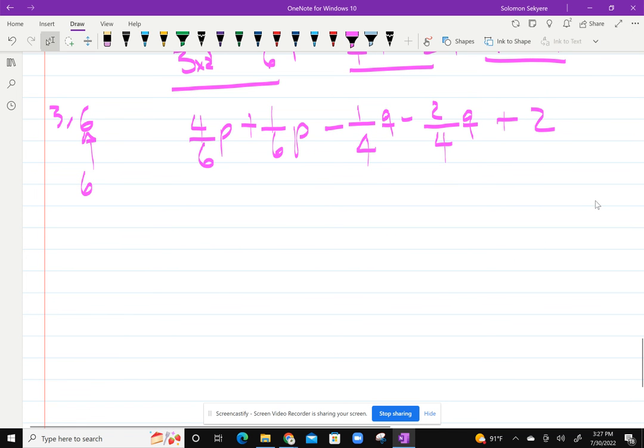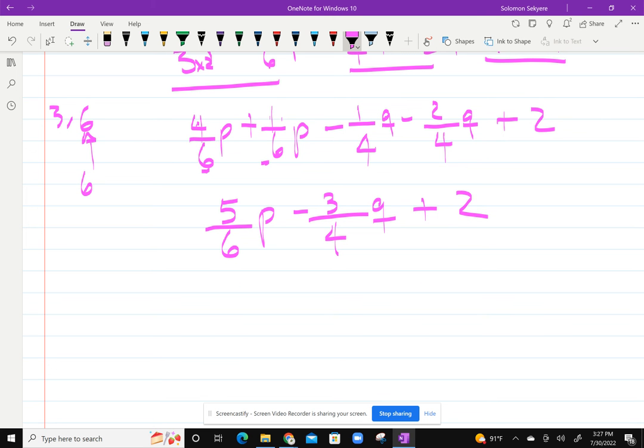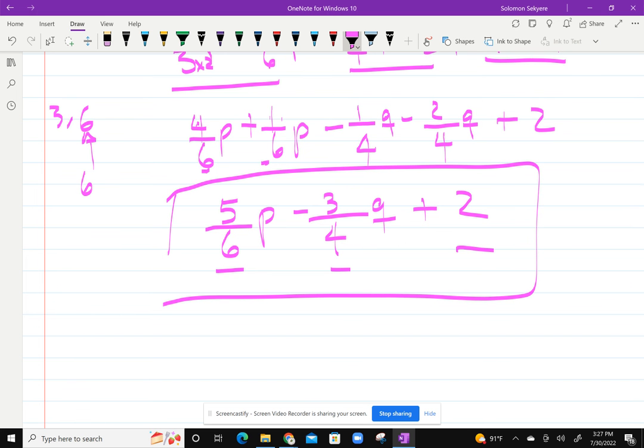Okay, so here, what do I have here? 4 plus 1, since they have the same denominator, 4 plus 1 becomes 5 over 6p. And then here, it is minus 1 minus 2, everything over 4, right? What is negative 1 minus 2? Becomes negative 3 over 4q plus 2. Okay. These are not like terms. There are no common like terms. And guess what? You are done.